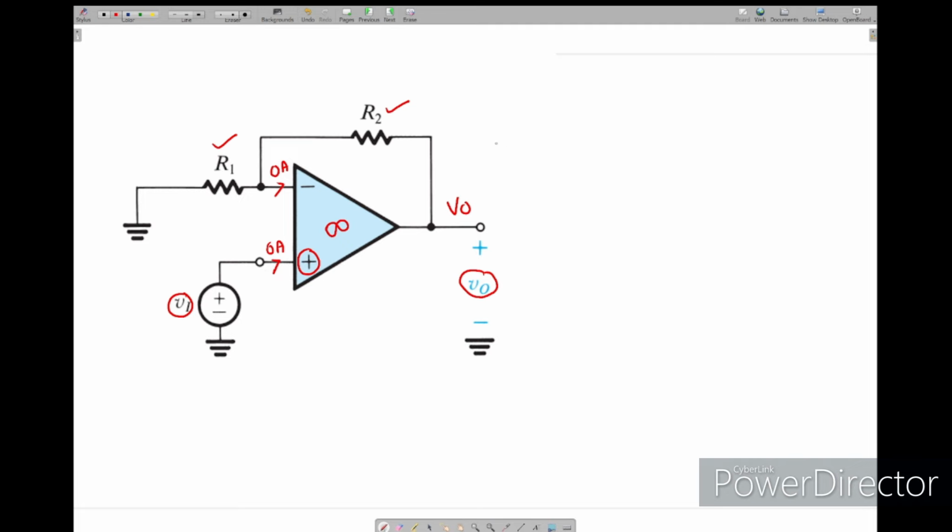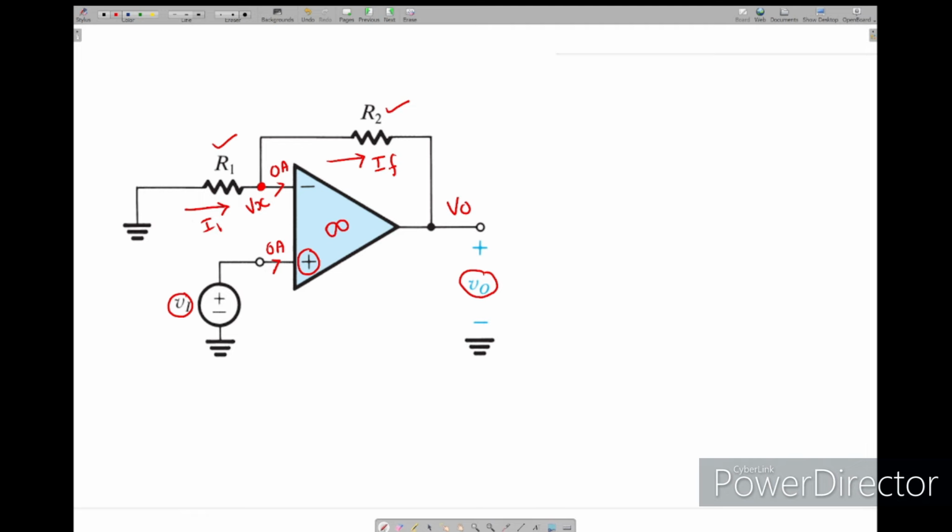Now we will derive the equation for closed loop gain. So now if we take again this node, I will call it Vx. Now I will take one current, this one I1, and this current IF.